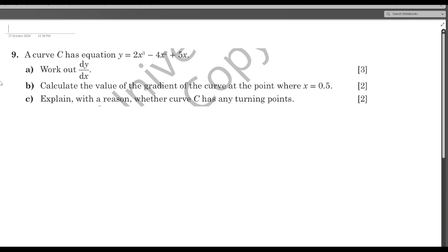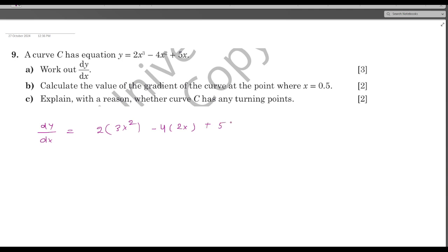Now this is your last question. Again you have to work out dy by dx. So your dy by dx equals 2 times 3x squared minus 4 times 2x plus 5 times 1. So this equals 6x squared minus 8x plus 5. Calculate the gradient of the curve at the point where x equals 0.5. So the gradient, this is the equation of the gradient only. So your dy by dx at x equals 0.5 will give you your gradient m.